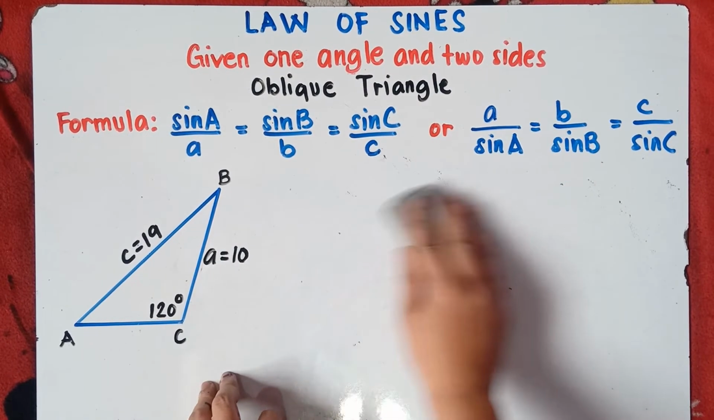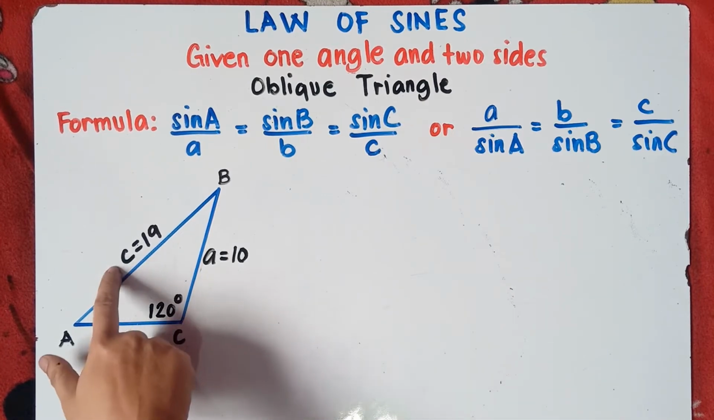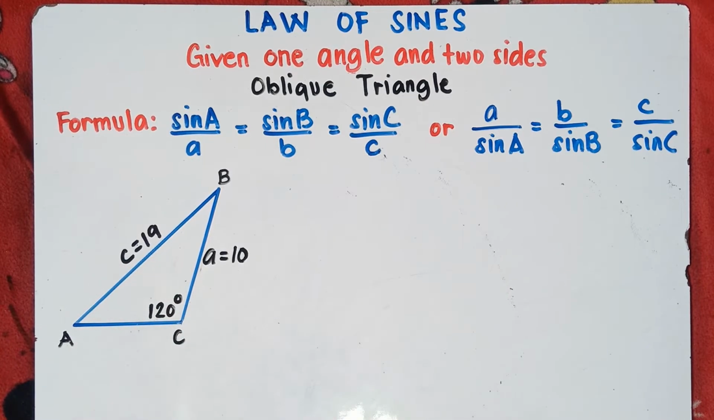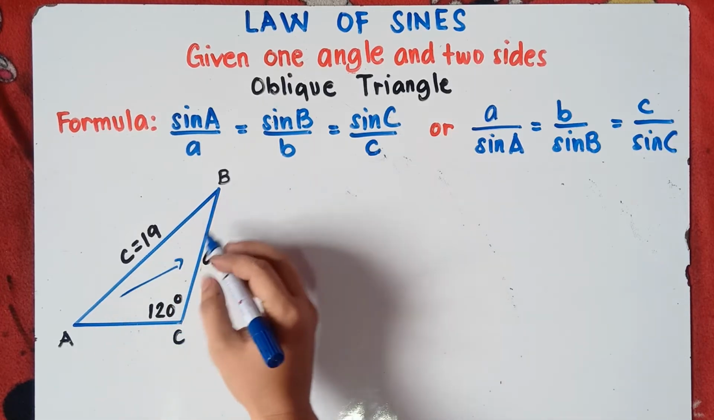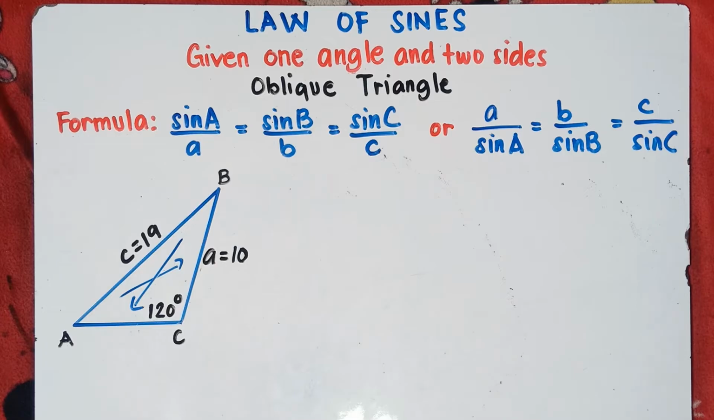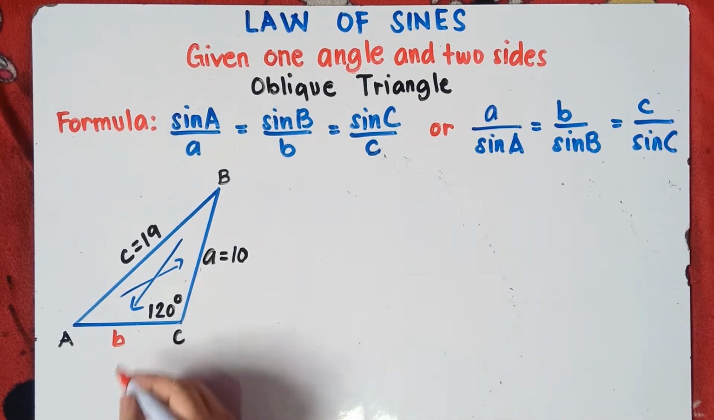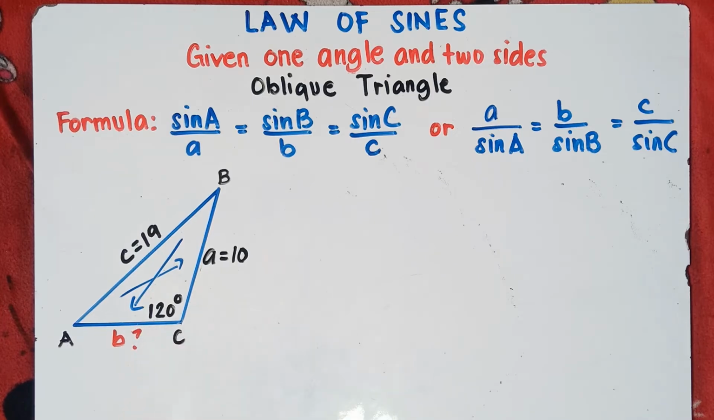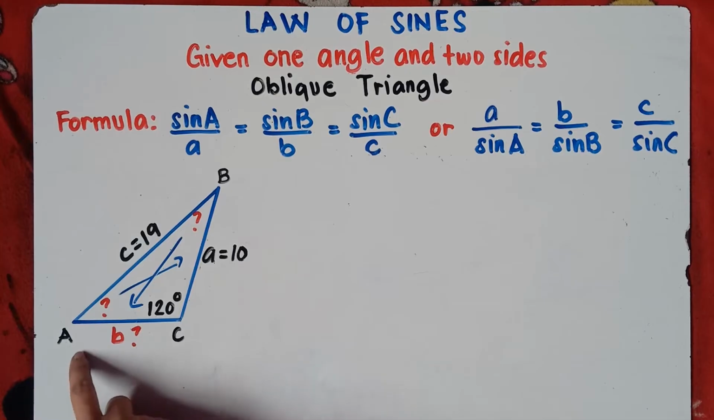Alright, so we are given C. The side opposite angle C is side C, small c. Opposite angle A is small a. Opposite angle B, this side right here, is small b. So this is side B, and we're told to find b. We don't have the value of b, and we don't have this angle and this angle. Alright, so let's find angle A.